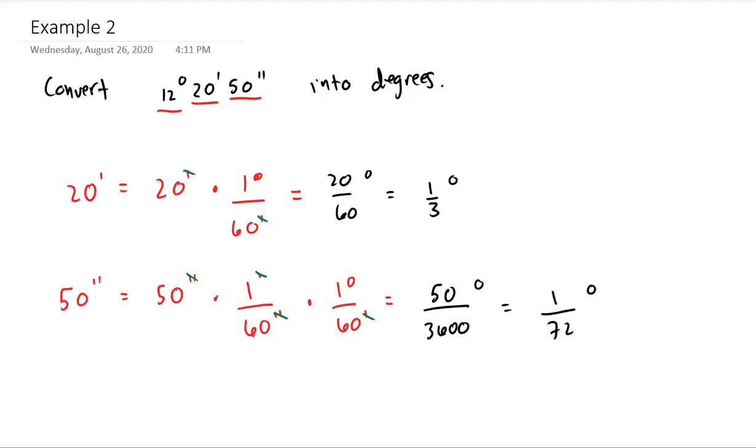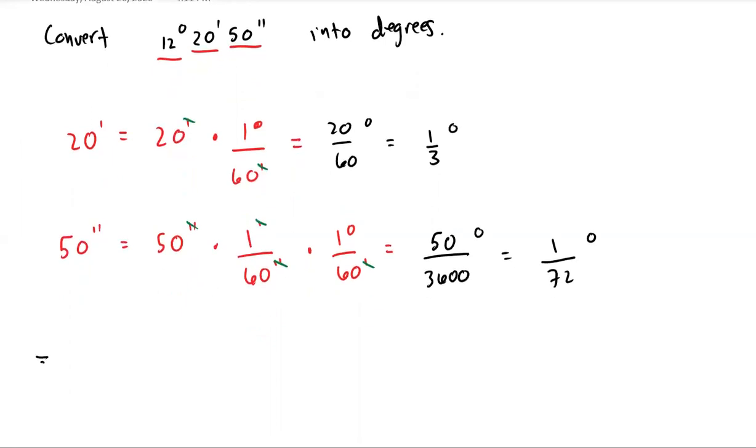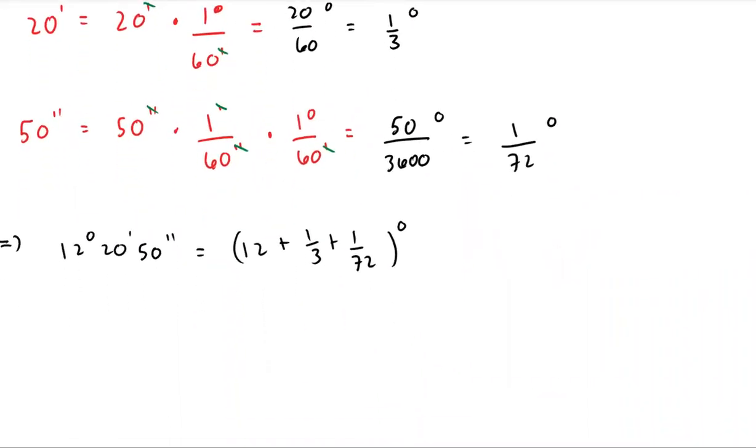So finally, what is the final degree measure? 12 degrees, 20 minutes, 50 seconds is equal to how many degrees? Well, we have the original 12 plus the 1/3 that came from the minutes plus the 1 over 72 that came from the seconds. And that's how many degrees we have. Now, if you combine all of the fractions, so you get a common denominator of 72, and simplify it a little bit more, this becomes 889 over 72 degrees.